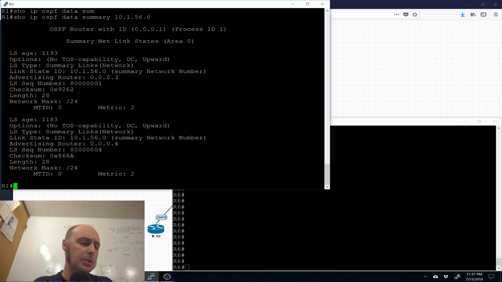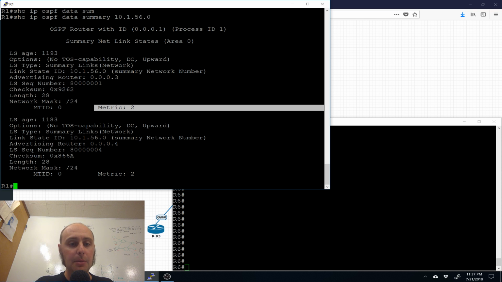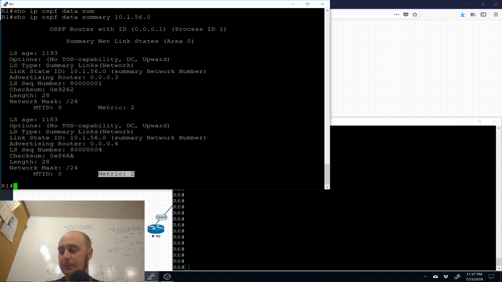Okay, so this was something that I was looking at earlier, and I was looking at this database for a long time. One of the things I looked at was, we only have one route to 10.1.56.0. However, in the database, we have 2 entries. And if we look at the metrics, it's a metric of 2 to reach them. And I kept wondering, well, if it's the same metric, why aren't we load balancing? Why aren't we multipathing this?